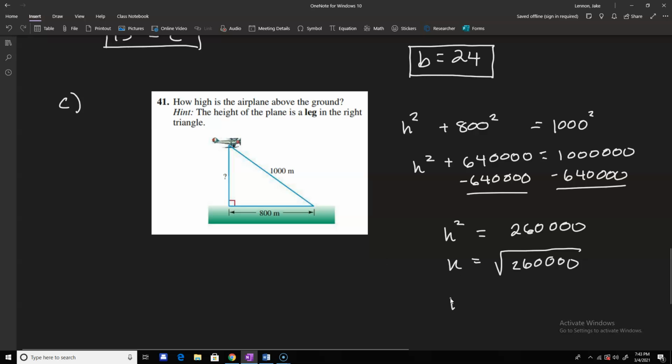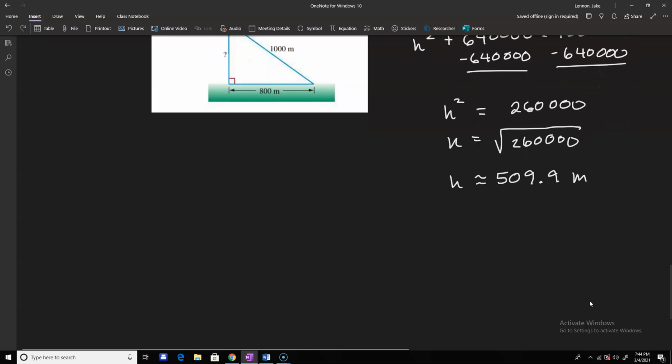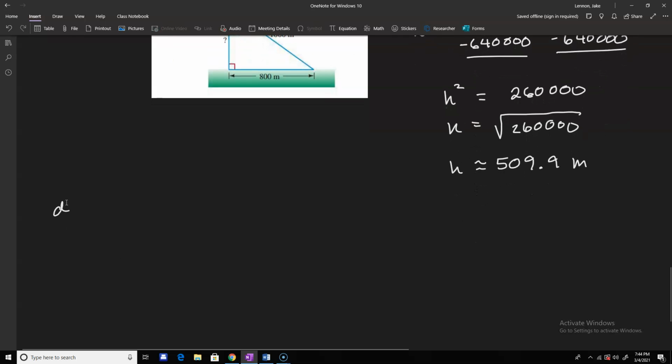And round it, let's say, to just one decimal place this time. We get 509.9, and that's an answer in meters. So that's how high the plane is flying above the ground. For the last example we'll look at another place where these come up. A lot of times you're not just looking at triangles, you might see a rectangle and you might want to know what the diagonal measurement is. That is a corner to corner measurement.